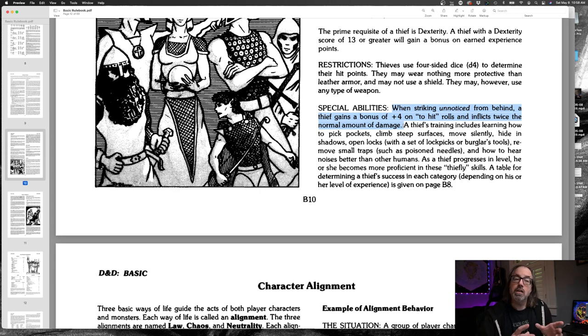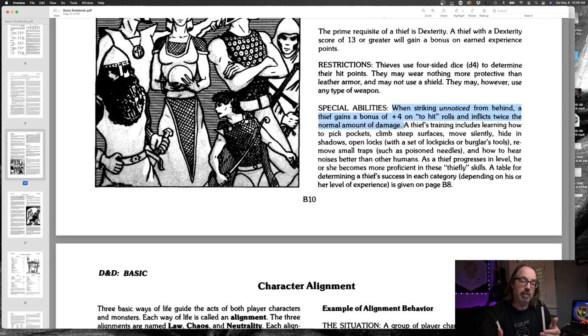Again, when striking unnoticed from behind, a thief gains... it doesn't say anything about weapons. It doesn't say that they can't use anything to strike. It just says striking. You could read striking as making an attack, but you could also read striking as anything. And one thing I said was it could be the thief's up on a ledge and they roll a boulder on top of somebody because they're getting them unnoticed. The spirit of this to me is that you're basically surprising them and getting them when they're not ready.